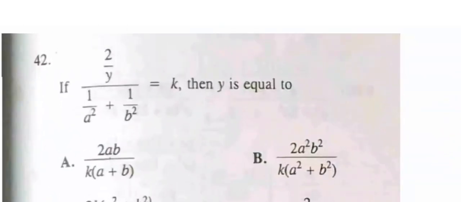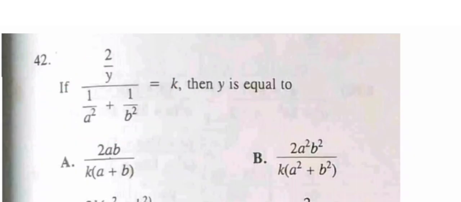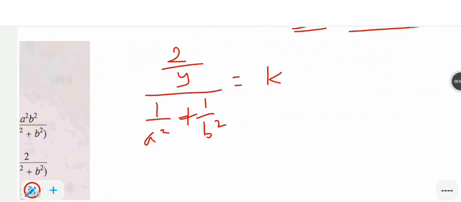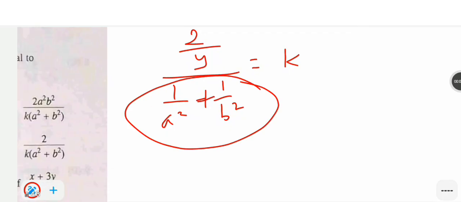So for the next question, we're told that if 2 over y divided by 1 over a squared plus 1 over b squared is equal to k, then we have to find what y will be equal to. That means we have to make y the subject of the formula. So all you need to do is just to try to simplify it. Okay, let's try to simplify it.